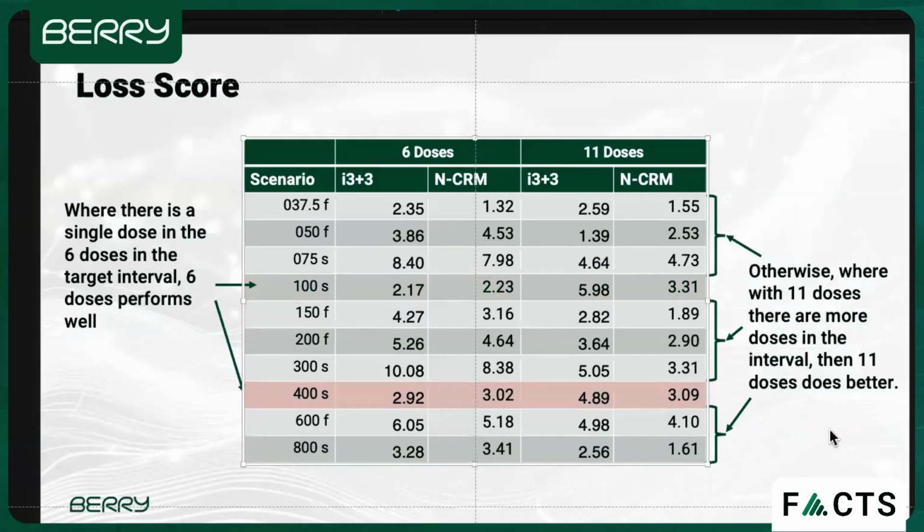So it will depend somewhat on your weighting of the different scenarios, which ones you think are more or less likely. But by and large, the 11 dose is better, and it will also depend a little bit on the trade-off between the extra precision, or the lower loss, of the 11 dose versus the slightly longer trial.